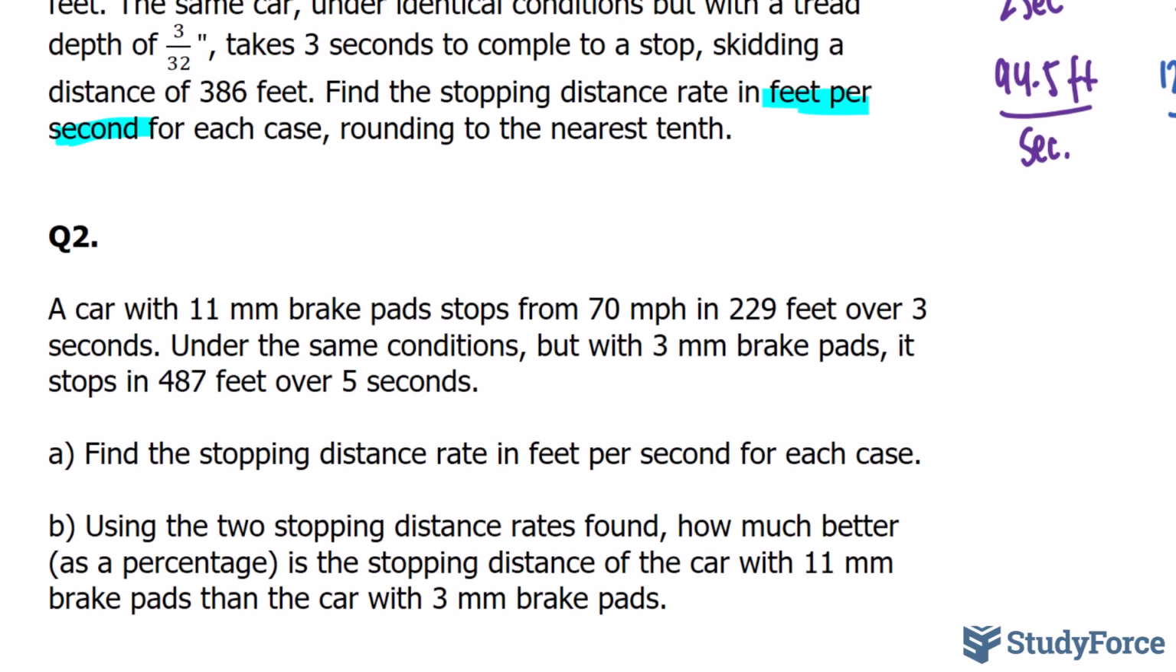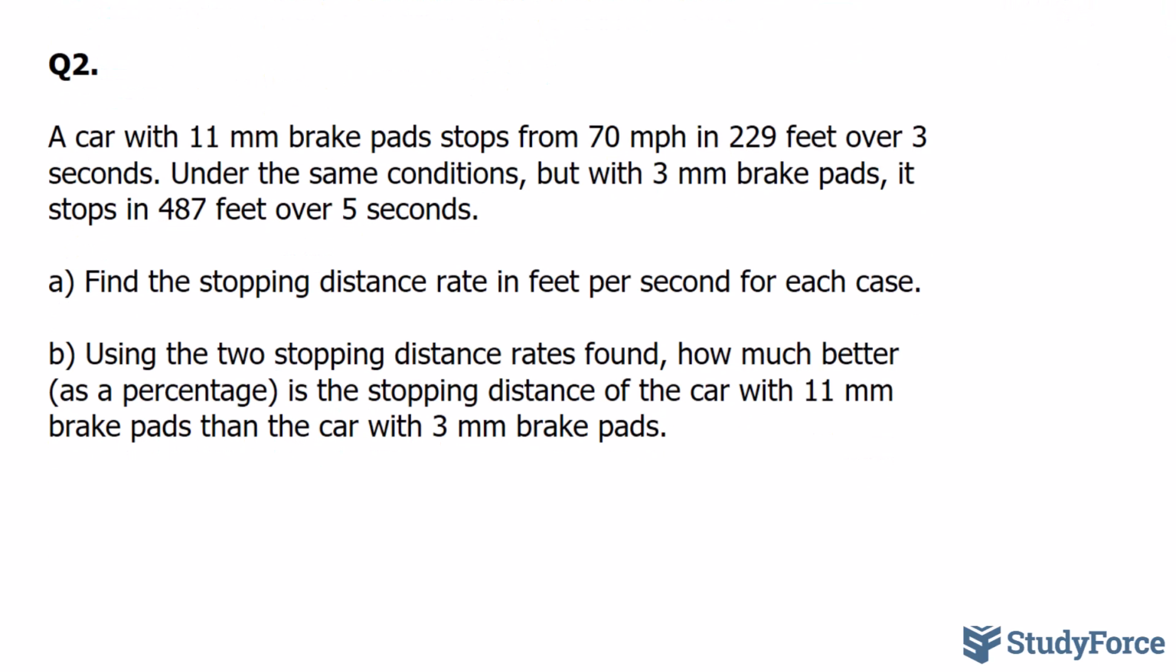Now let's take a look at another example, and this one is a little more complicated. A car with 11mm brake pads stops from 70 miles per hour in 229 feet over 3 seconds. Under the same conditions, but with 3mm brake pads, it stops in 487 feet over 5 seconds. In the first question, we have the same situation as before. Find the stopping distance rate in feet per second for each case. So let's tackle that first.